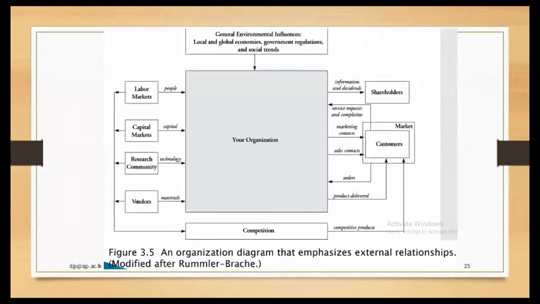Above the company box, we have a rectangle that includes more generic environmental impact on the organization. On the top of it, you find this general environmental influence. I have mentioned this earlier, right? You have political, economic, social, technological, environmental, and legal.